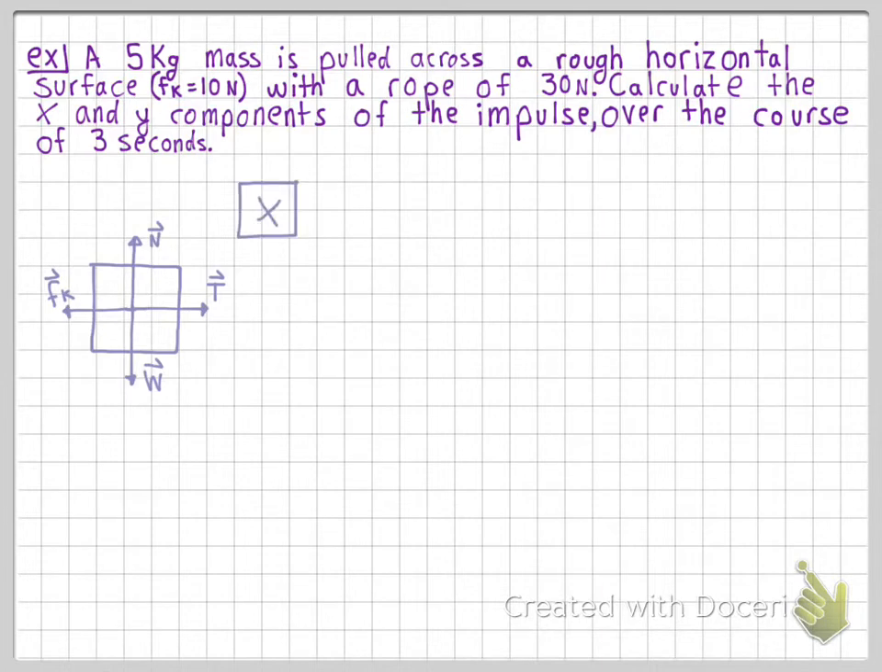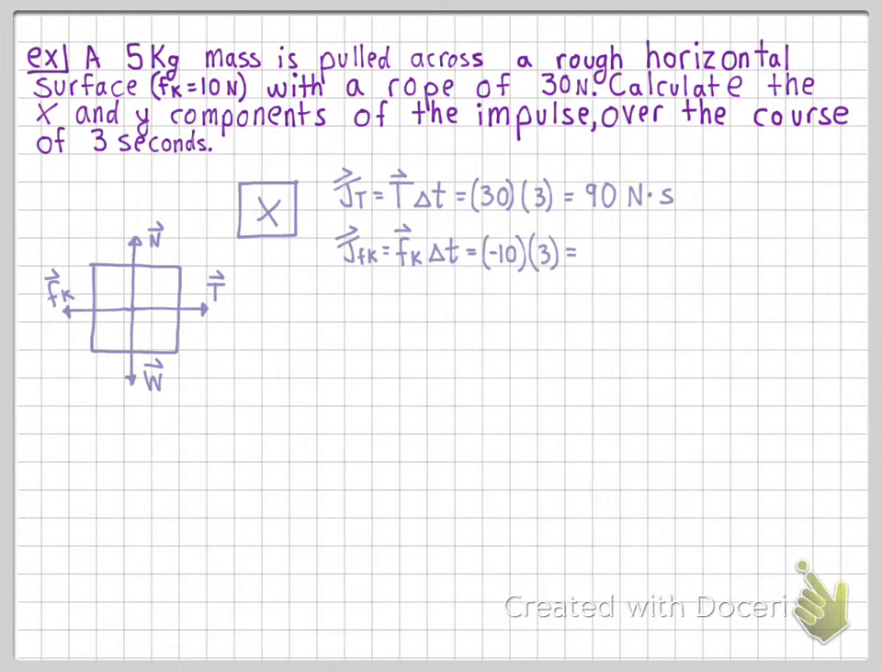To do this, we will find the impulse delivered by the tension and kinetic friction forces. To find the impulse delivered by the tension, you simply multiply the tension force by time. Tension is 30 newtons, time is 3, and we see that we have an impulse of 90 newton seconds. Next, we can calculate the impulse delivered by the kinetic friction. Take note here that the kinetic friction is going to be a negative value, and therefore giving us a negative impulse. Very important.